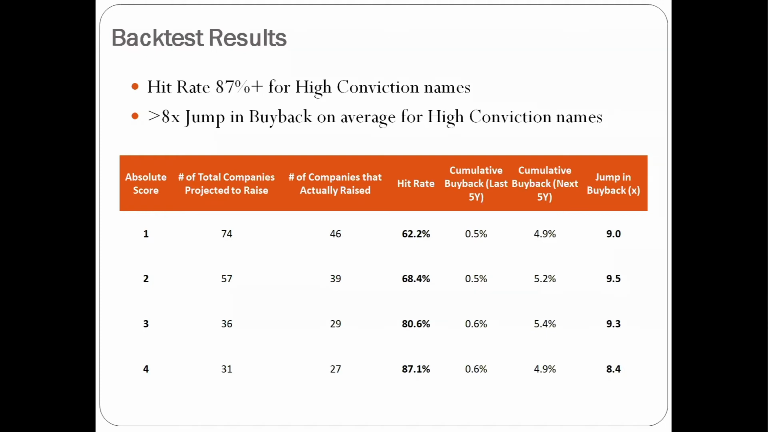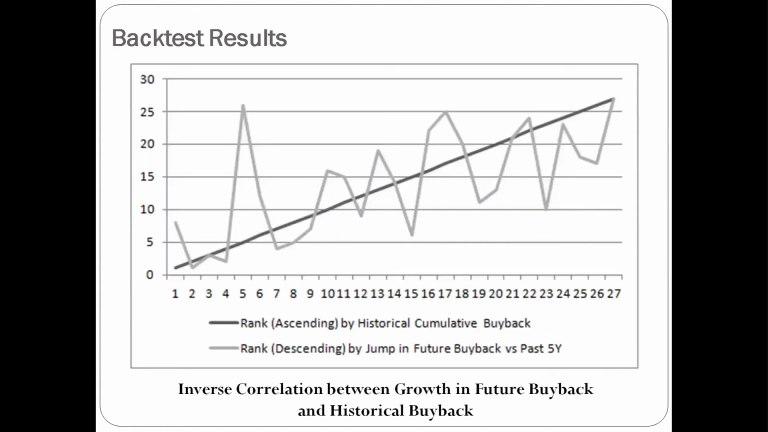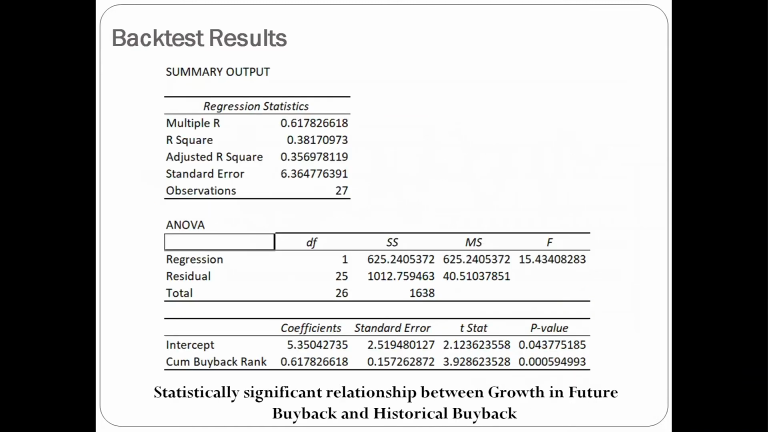This is just the correlation analysis that shows that when you rank the future buybacks in descending order and the historical buybacks in ascending order, there is a positive correlation. So the lower the historical buybacks, the higher the future buybacks. That's what we have used for the relative scoring. And what is interesting is that even the regression on this comes out to be very statistically significant for the 95% confidence band. So that gives further confidence to our analysis.